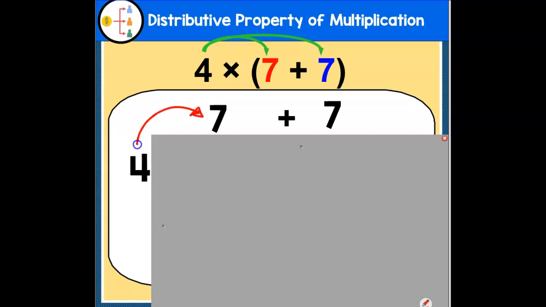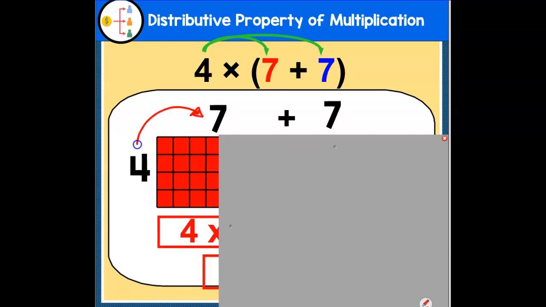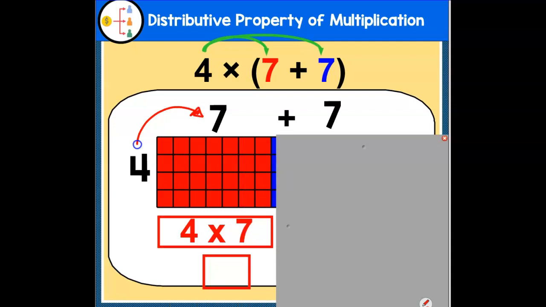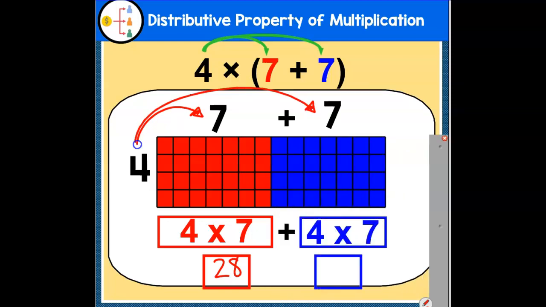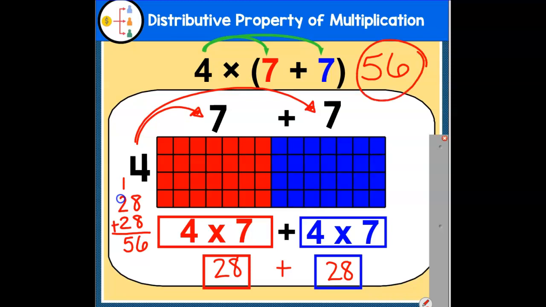So my first job is 4 times 7. If I did that, 4 times 7, I could go 7, 14, 21, 28. And another 4 times 7. So breaking it apart this way is nice because I only have to figure out one product. Still going to be 28 over here. And then to find my total answer, I'm going to combine 28 plus 28 or double it for my final answer. So if I do 28 plus 28, 8 and 8 is 16, or 56. My final answer is 56.